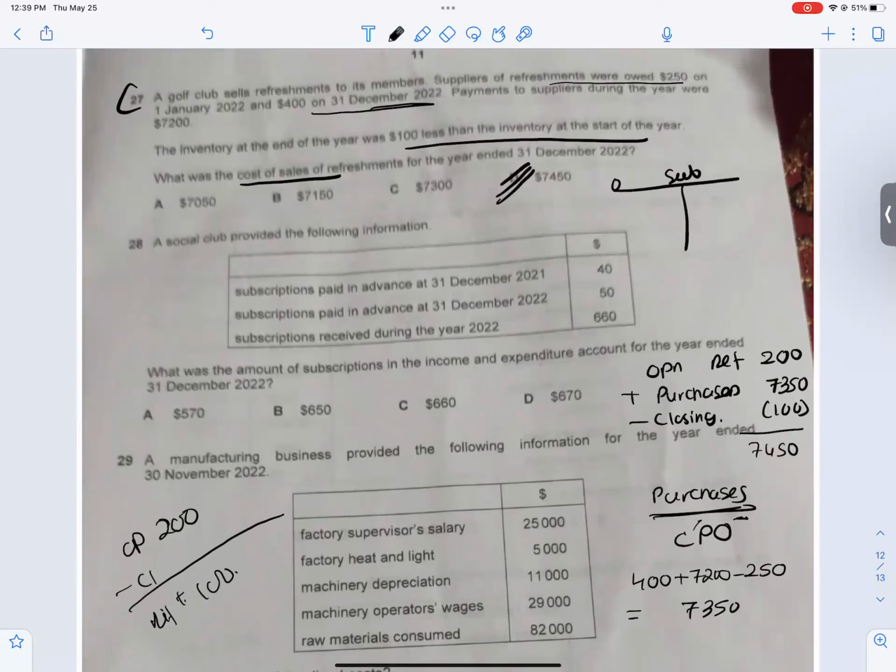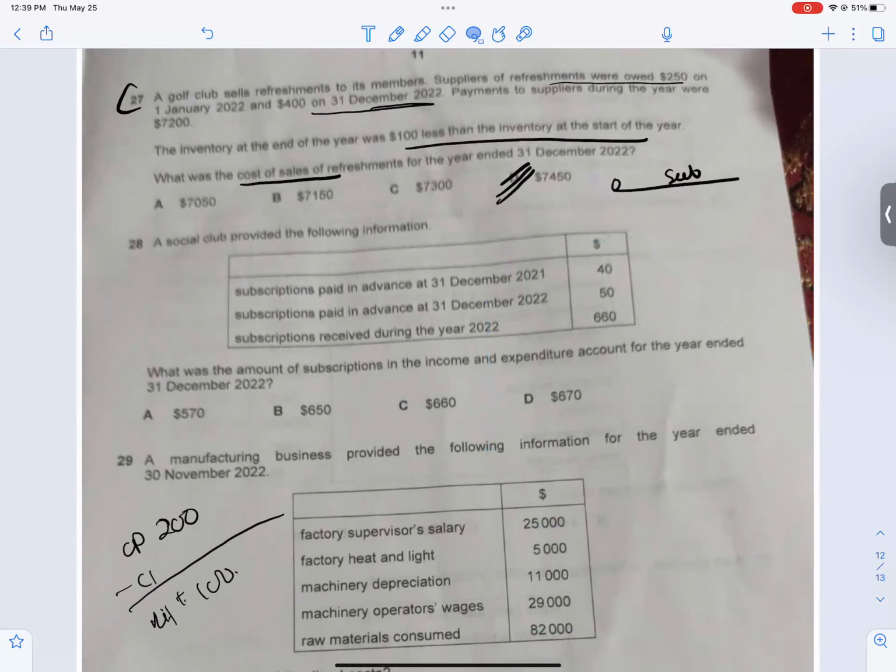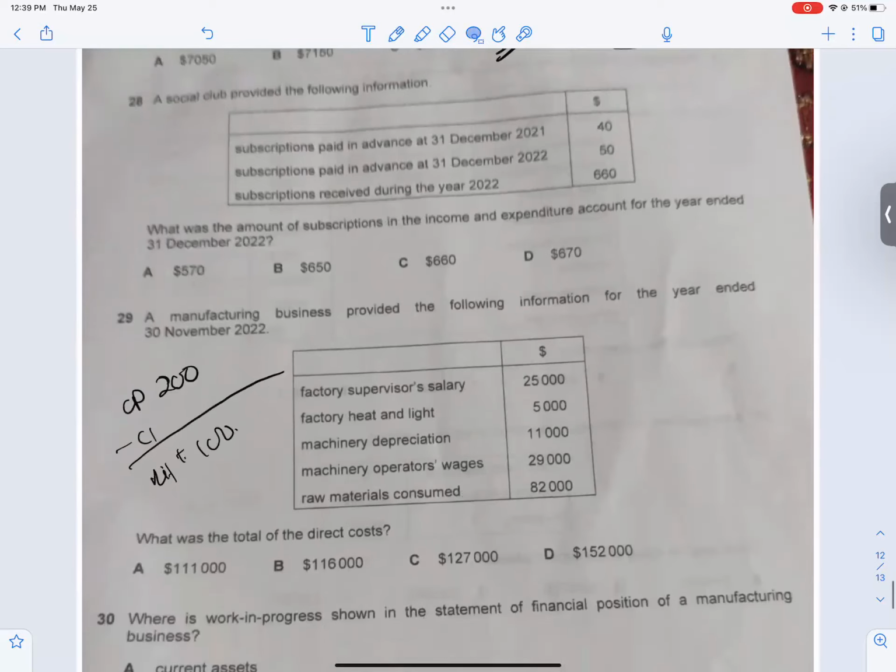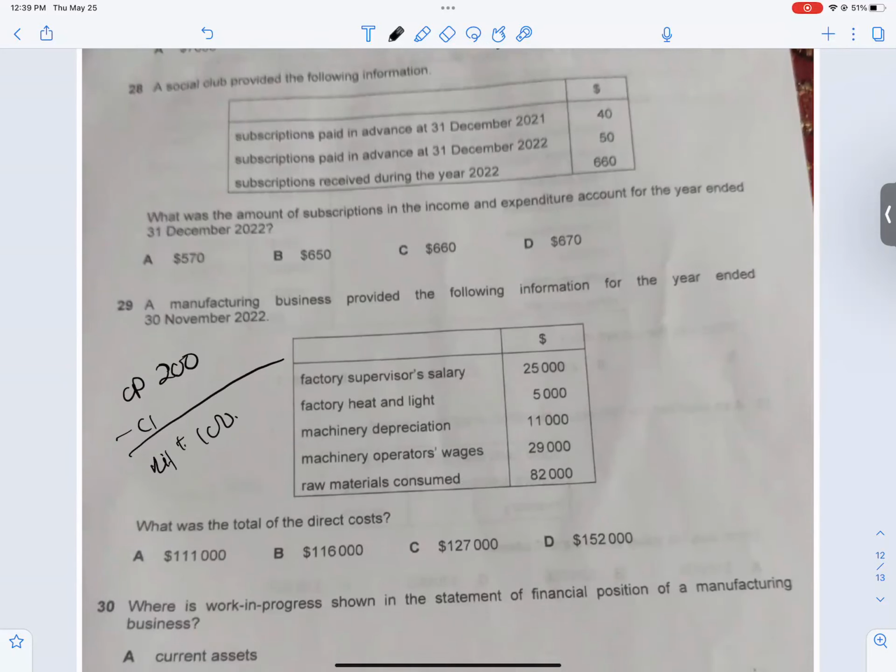A social club provided the following information. Subscription paid in advance, 31st December 2021, is 40. So this is subscription paid in advance last year. This is the current year. So in short, that's opening and this is closing, right? And subscription received during the year is 660 in the bank. So I have to show the amount in the income statement.